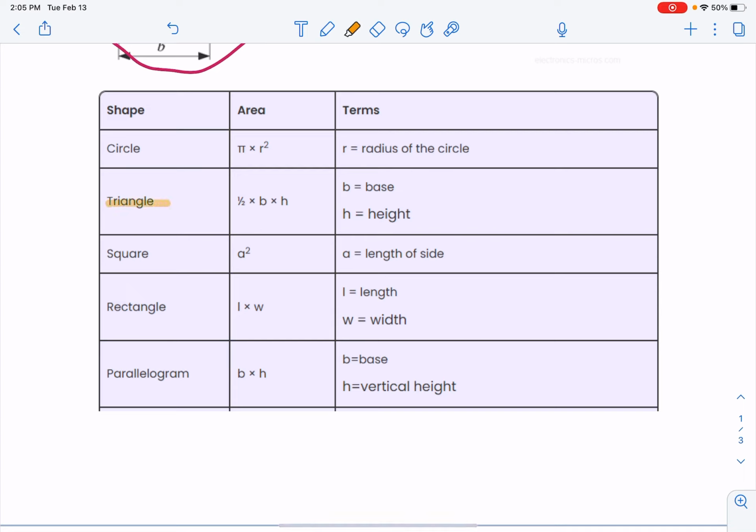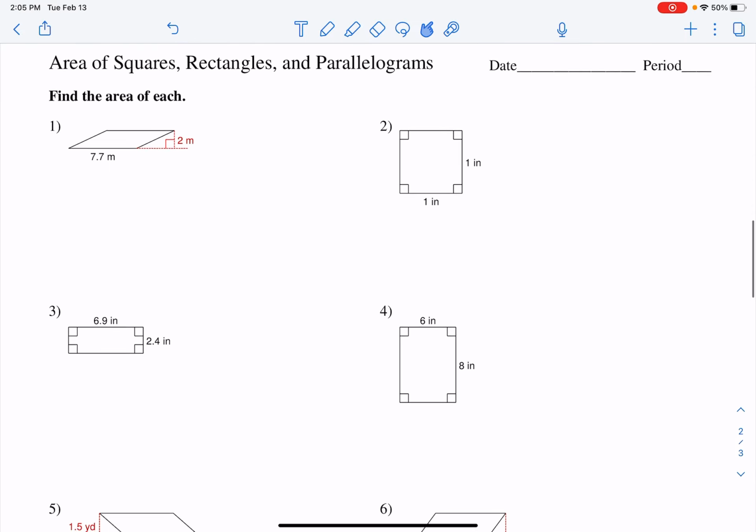a formula for a triangle, which is base times height divided by 2, or 1/2 BH. A square is a squared, so the length of the side times itself. Rectangle is length times width, or base times height, and parallelogram is base times height. We will focus on a circle at a later time. We're going to do 4 questions together.